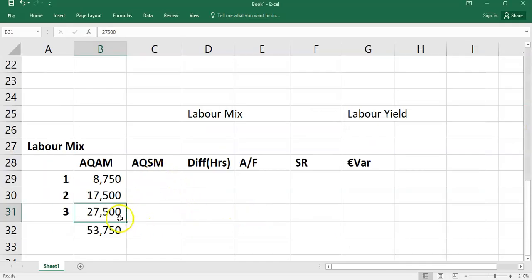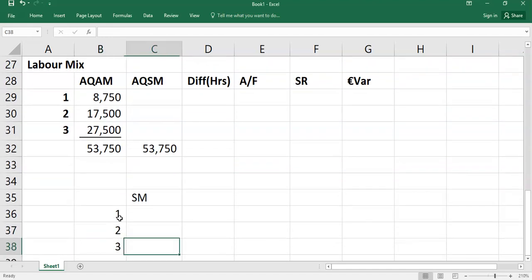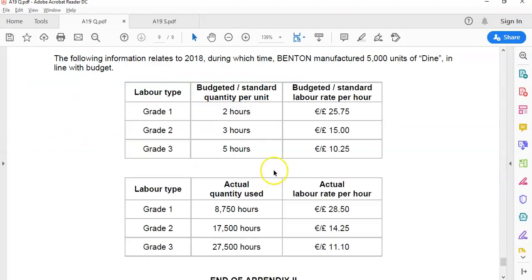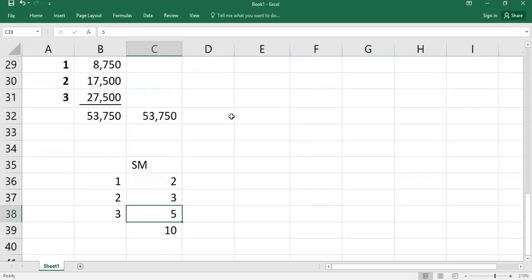The AQSM still takes the 53,750, because remember, you're still taking AQ, but what you want to figure out now is what is SM? We want to know, where did we get the standard mix from? That's what SM stands for. We want to know, what was the expected mix of 1, 2, and 3? And how you get that is, you look at here, 2, 3, and 5 per unit. 2, 3, and 5 means there was expected to be 10 hours used per unit overall. 20% were expected to be grade 1, 30% were expected to be grade 2, and 50% were expected to be grade 3. That's what we call our SM.